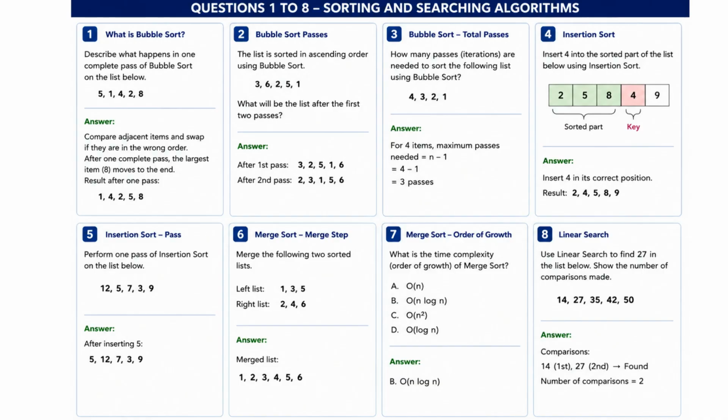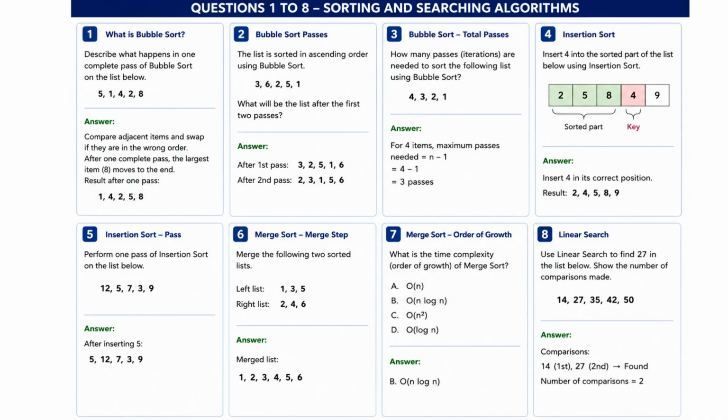Question 6 explains the merge step in merge sort. Students should compare values from two sorted lists and combine them into one sorted list. Question 7 asks about the time complexity of merge sort. Students should remember that merge sort uses divide and conquer and has complexity O of n log n.